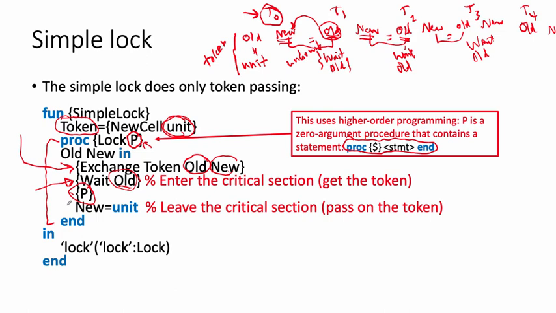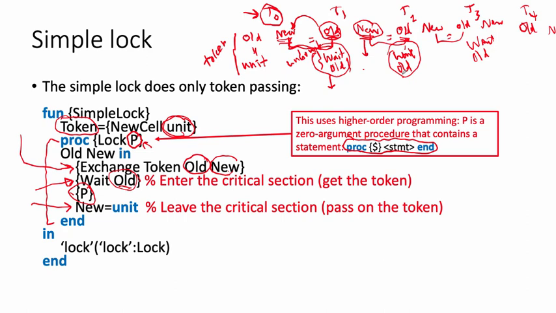T0 is finished. So he comes here, and he binds new to unit. That means he's passing the token to the next guy. Binding new to unit means that T1 will continue. T1 is now happy, and T1 continues. But T2 is still waiting. T2 will wait until T1 executes. When T1 executes, it binds its new variable to unit, then T2 will get the token.